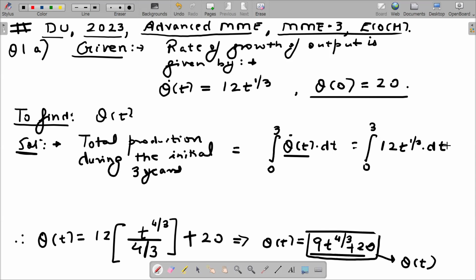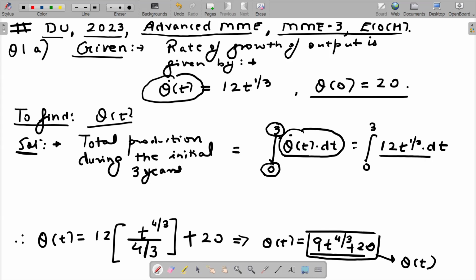Remember guys, I'm repeating one thing again for clarity. When you integrate the rate of growth of output, you get back the total production. So when I integrate q dot t with respect to t, I get total production, and I need to find total production during the first 3 years. That means from year 0 to year 3. Okay, so q dot t is 12t to the power 1/3. So this is going to be 12 times the integral from 0 to 3 of t to the power 1/3 dt.